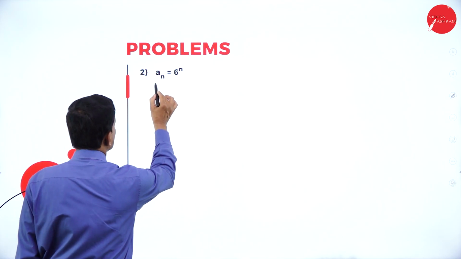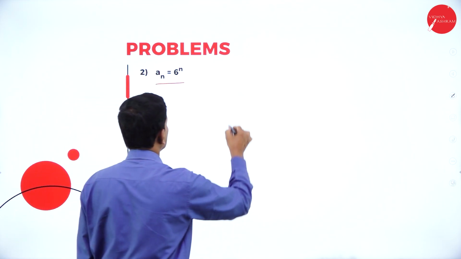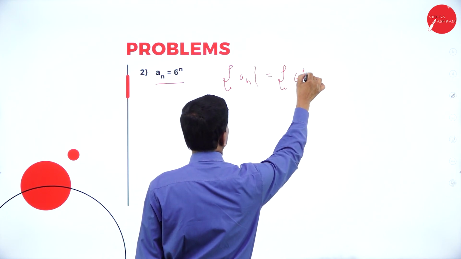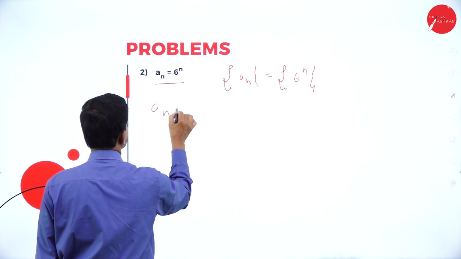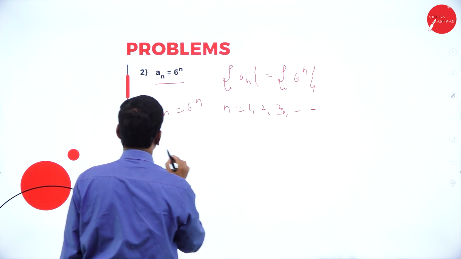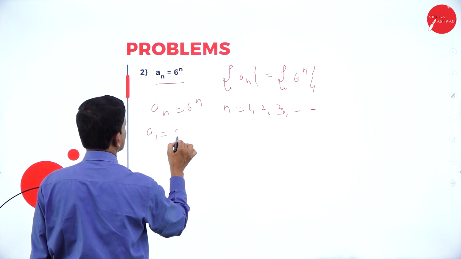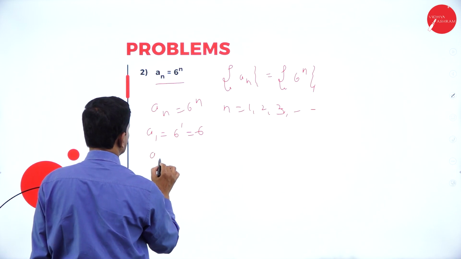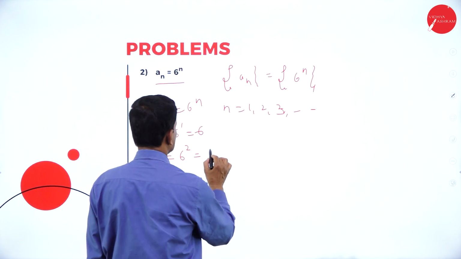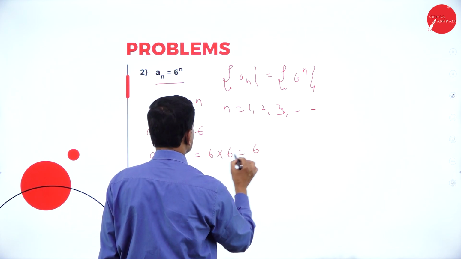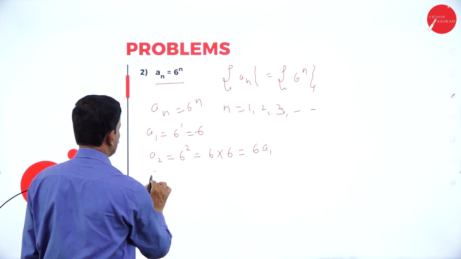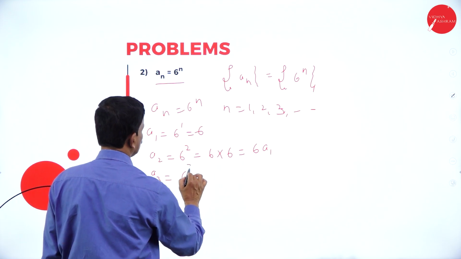What is the next problem? an is equal to 6 to the power of n. So the sequence an is equal to 6 to the power of n. You can take n is equal to 1, 2, 3, etc. If you put n is equal to 1, a1 is equal to 6 power 1, which is 6. Now put n is equal to 2. This is 6 square, which is nothing but 6 into 6. 6 into 6 is nothing but a1 times 6, because what is a1? a1 is 6. If you put n is equal to 3, a3 is 6 cube.